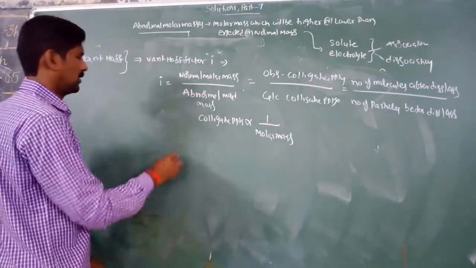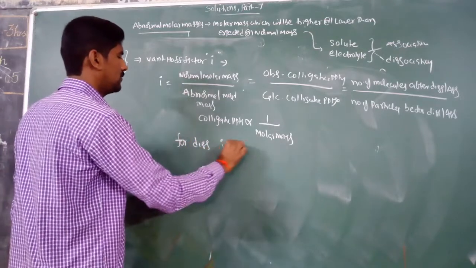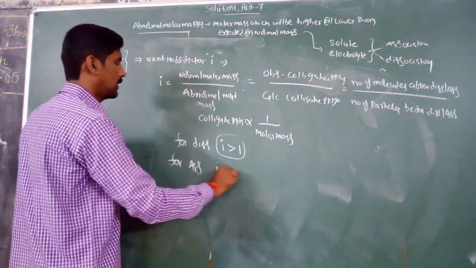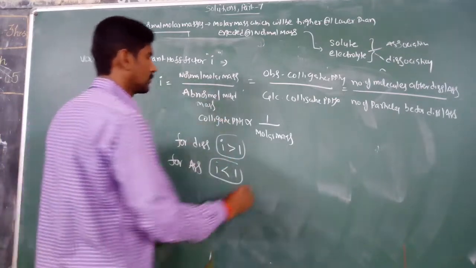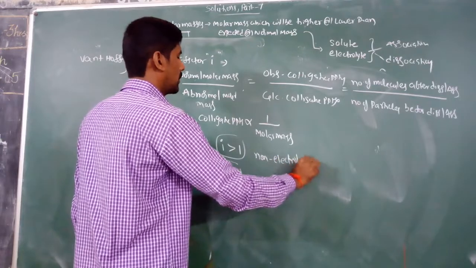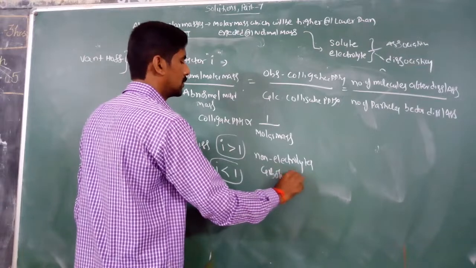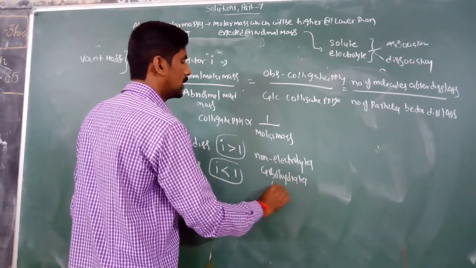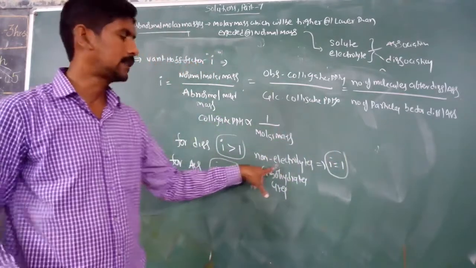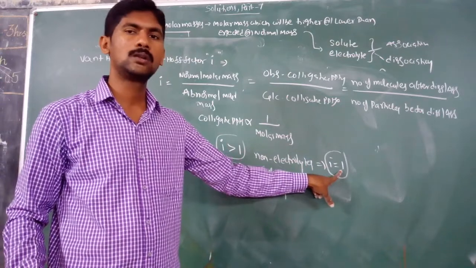So you know that for dissociation of electrolyte, the i value is always greater than 1. For association of electrolyte, i is less than 1. For non-electrolytes like carbohydrates, sugars, sucrose, glucose, urea, the i value is equal to 1. If an electrolyte neither undergoes association nor dissociation, the value of i is equal to 1.